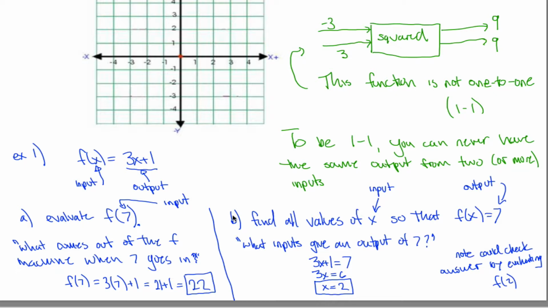You could pretend there's a question C that looks a hell of a lot like question A, except instead of f of 7, you're asked to evaluate f of 2. Go ahead and do that. If you immediately know what your answer should be, pretend there's a part C down here. It says evaluate f of 2. If you can immediately see that your answer should be 7 based on your answer to part B, you're getting the hang of this idea with functions and understanding inputs and outputs.